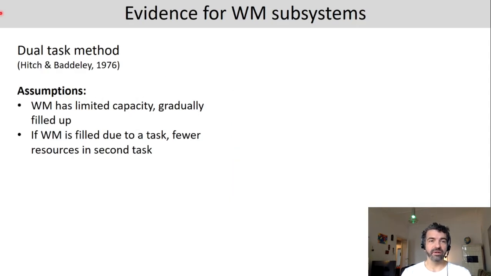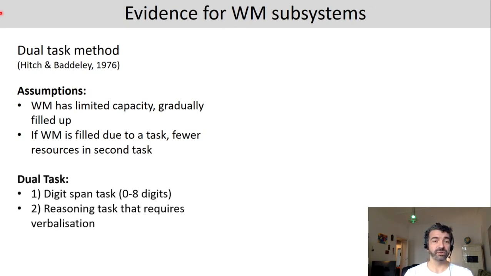Another assumption of the working memory model by Hitch and Baddeley is that there are different working memory subsystems. And this was tested with the dual task method. So again, the assumption of working memory is that there's a limited capacity and that working memory is gradually filled up. If working memory is filled due to one task, then there should be fewer resources in a second task as a consequence of that assumption.